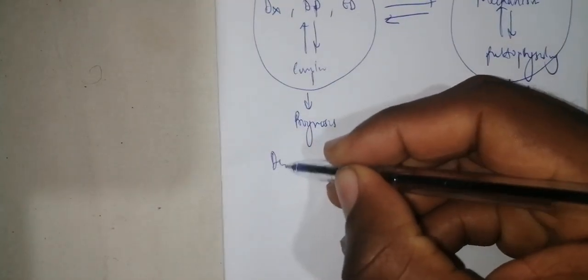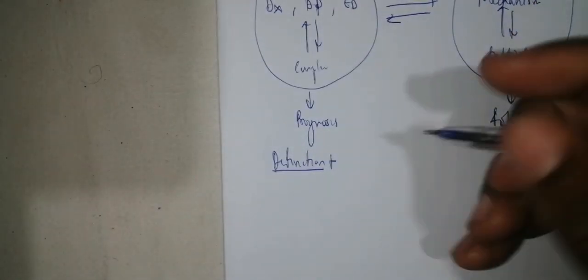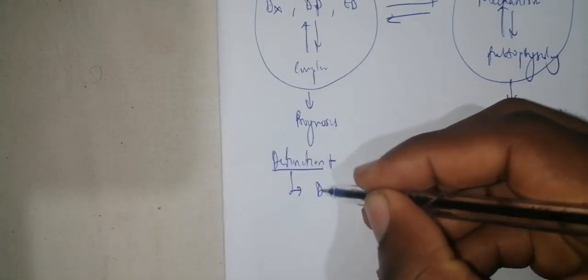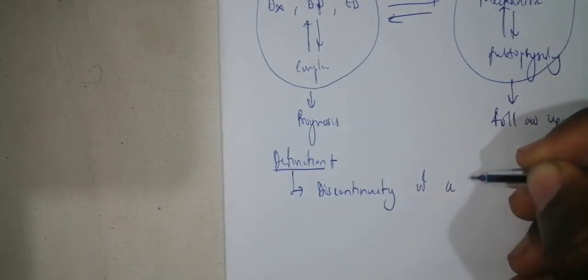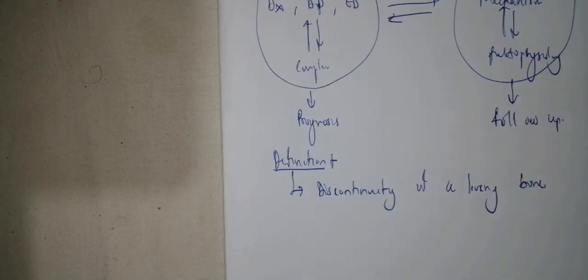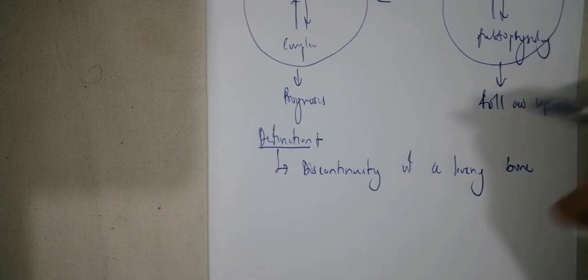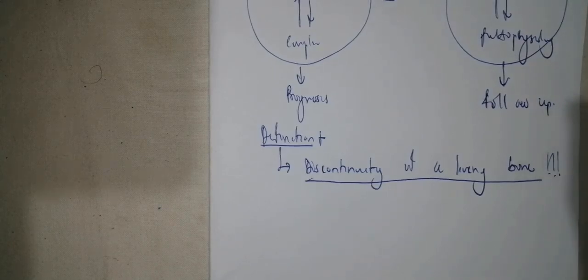We're going to see the definition of fractures. So what is the definition of a fracture? A fracture is defined as a discontinuity of a living bone. That's what you have to understand. That is the most important element you have to know. If it's an unliving bone, it is not a fracture. So discontinuity of a living bone is a fracture.